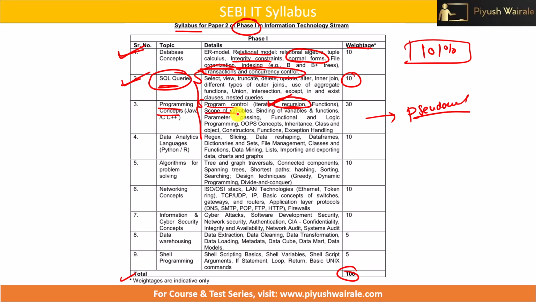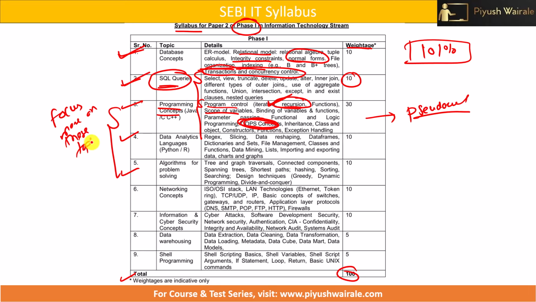Then the scope of variables, binding of variables, and function parameter passing. Then we have OOPS concepts, a very, very important topic. So recursion and OOPS concepts are very important topics. And you can see the third, fourth, and fifth: programming concepts, data analytics, and algorithms. You have to focus more on these topics.